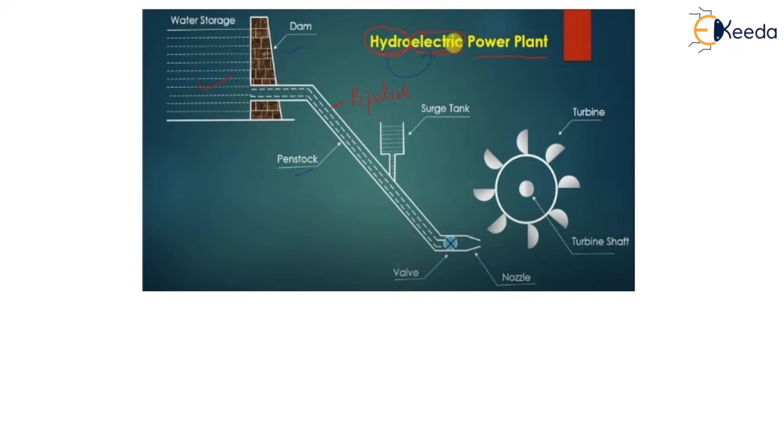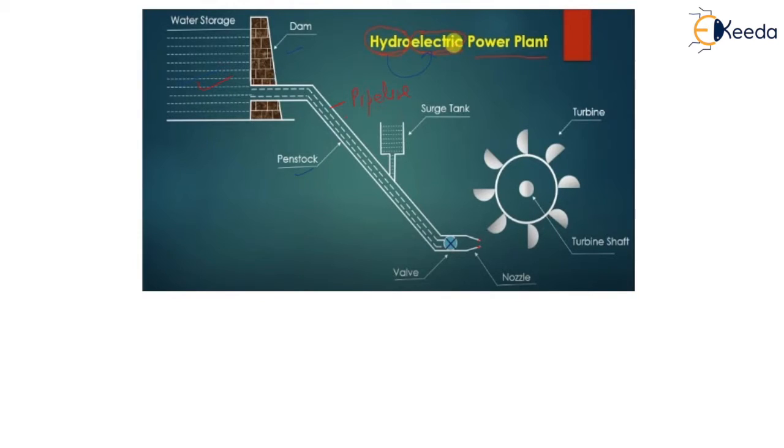The nozzle is a converging area where potential energy is converted into kinetic energy. Whatever energy it had, it will convert into kinetic energy here. You can see the area here is less than before. Why? Because if the area is less, the velocity will be more. If the velocity is more, then the kinetic energy will be more, and that water is going to run this turbine.